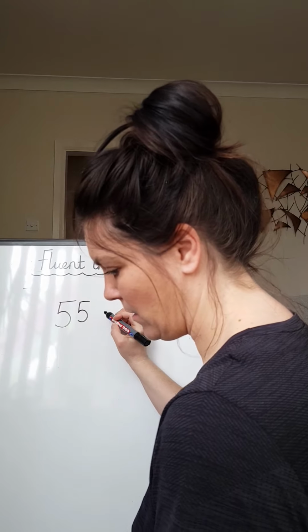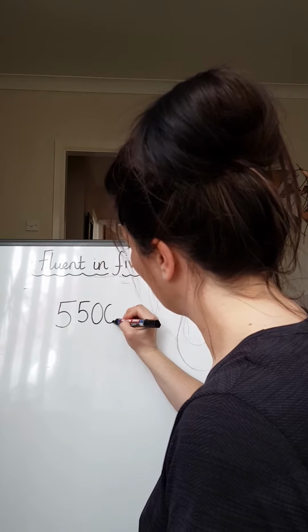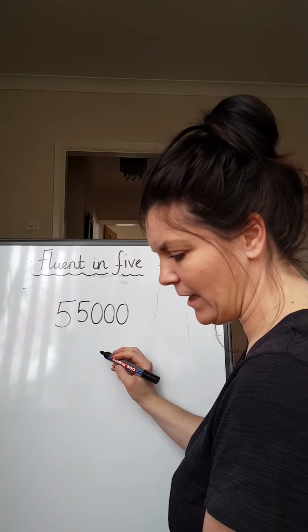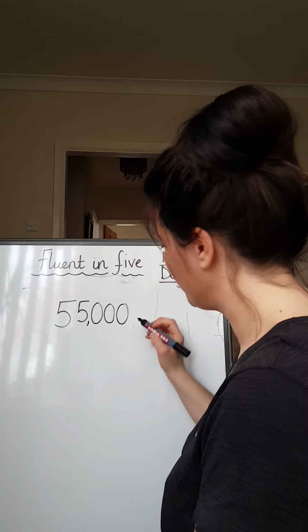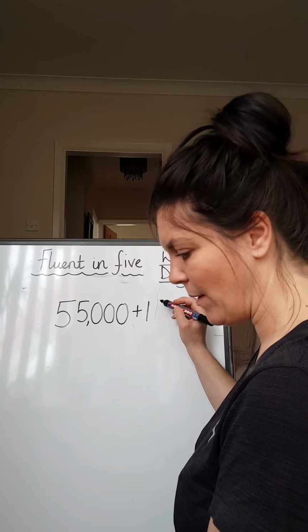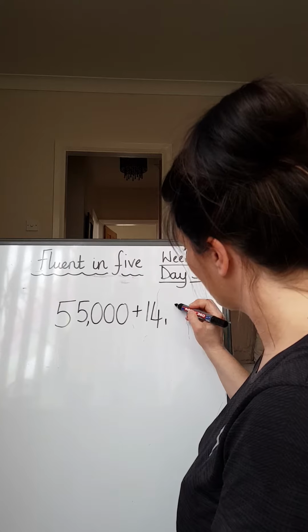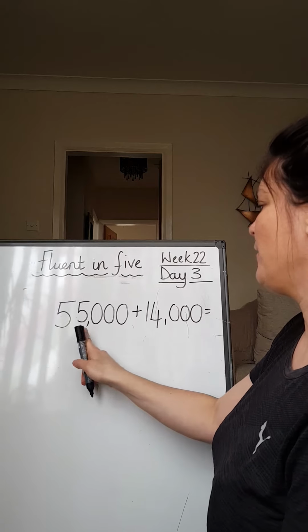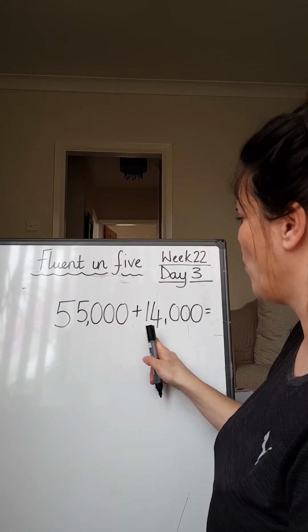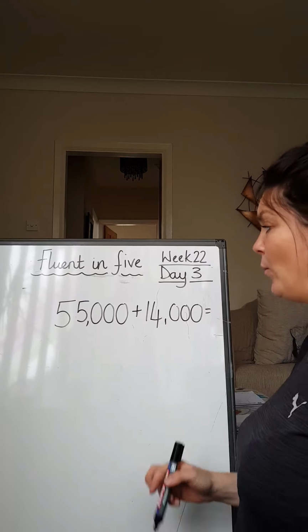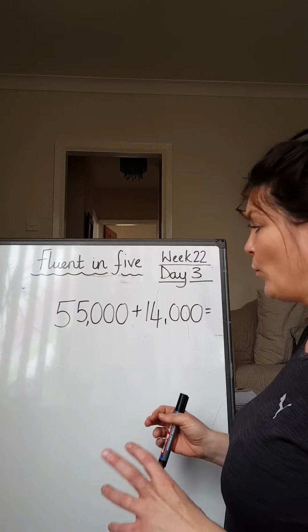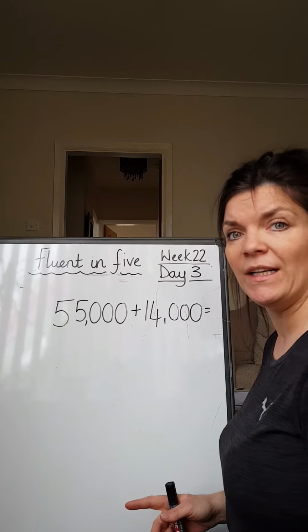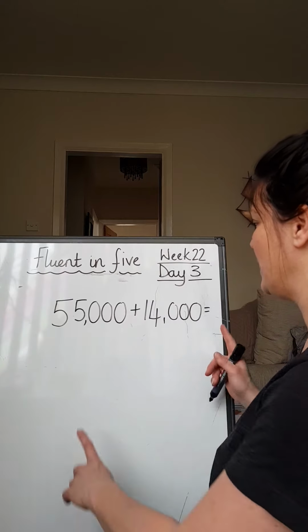55,000. Oh, I was going to put it in a column there, but I think it's easy enough to do mentally using our strategies, our place value strategies. So I'm just going to keep it in a line. Equals 55,000 add 14,000. So if you work out which numbers are in which column, place value column, you should be able to work this out quite easily.